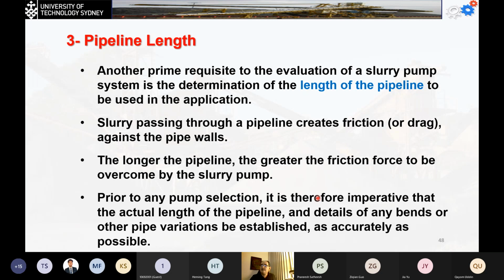So once again, before we select the pump, we need to know what the length of the pipeline will be. The pipe length is divided into the actual length and the equivalent length, because if we have bends or elbows, these have an equivalent length which depends on the diameter and the angle of the bend.